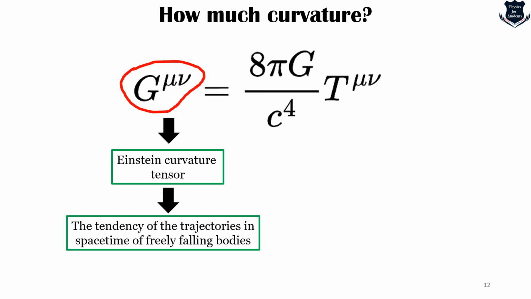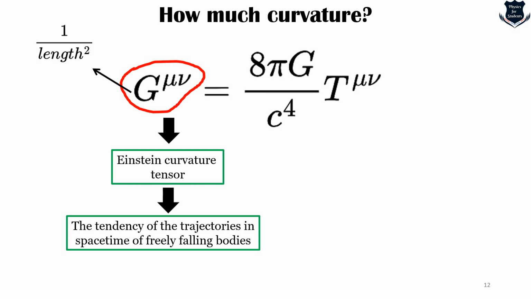Now why it is becoming non-parallel, etc., is described in my further videos in general relativity, which are called geodesics. But for the time being, let us understand that the Einstein field equation in this form, G mu nu, describes the space-time curvature. That means the tendency of the trajectories in space-time of freely falling bodies, which generally start out parallel, but then start to deviate due to the curvature of space-time.